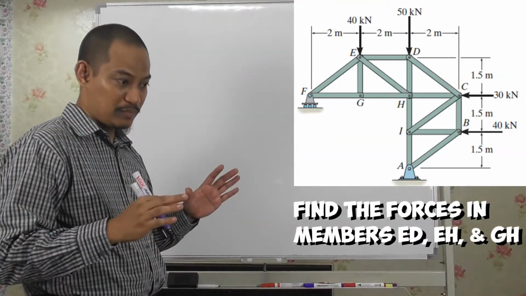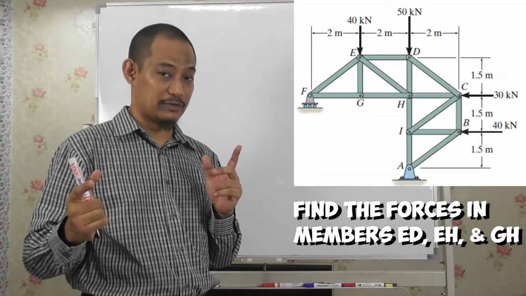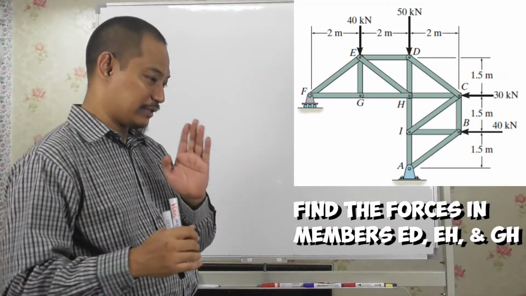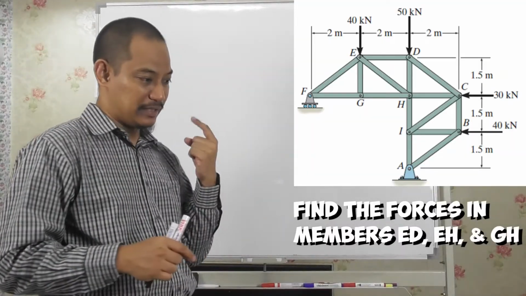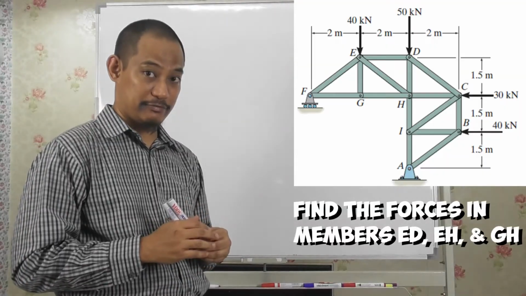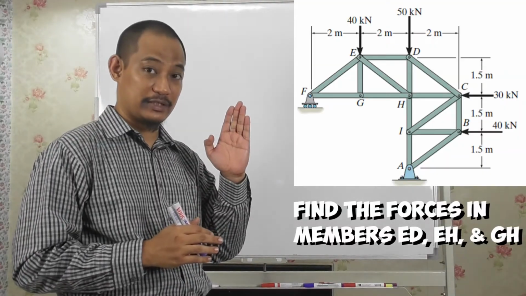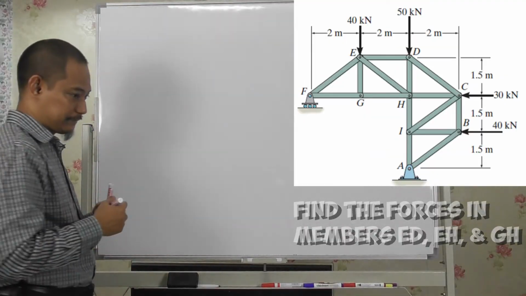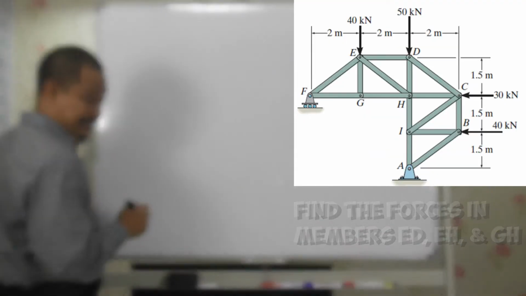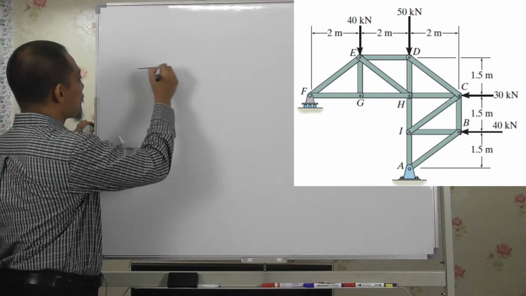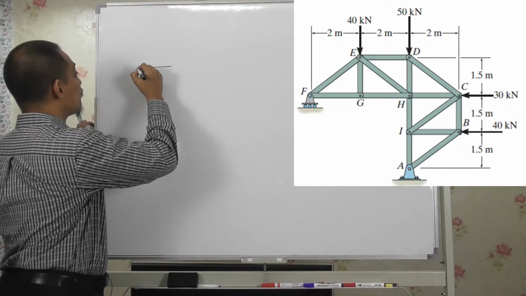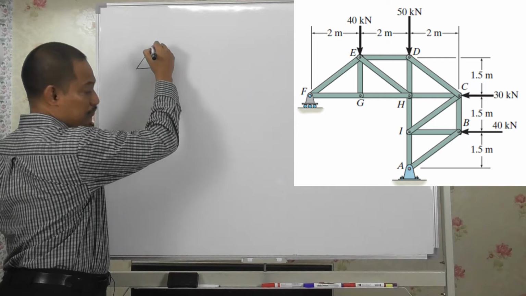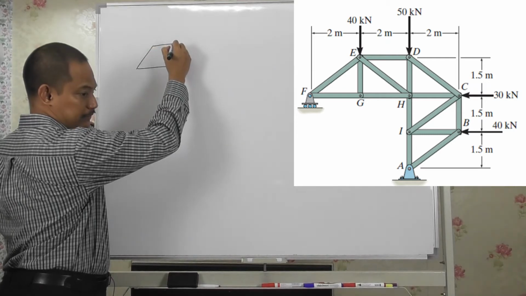Okay, again, you have to solve for the support reaction first, and since I already decided on the left side, I just need to solve for F, the normal reaction at F upwards, right? So how to do that? We draw the whole thing.